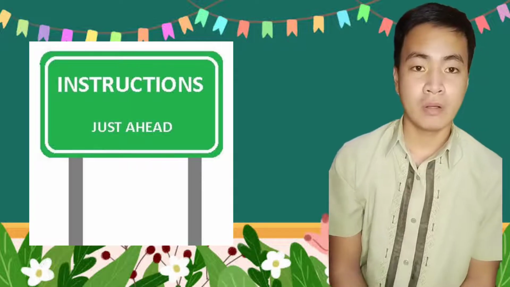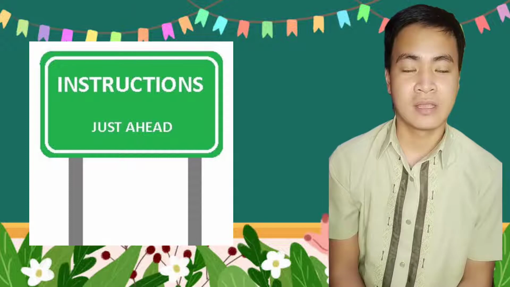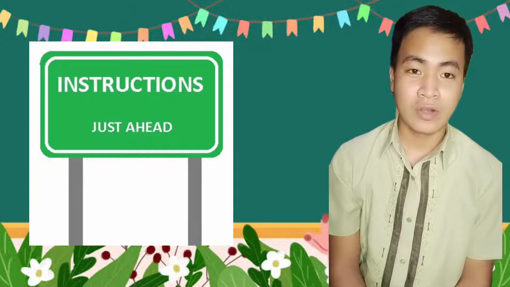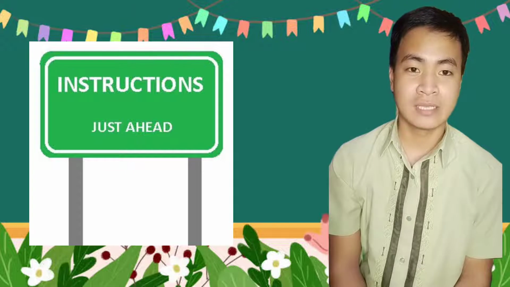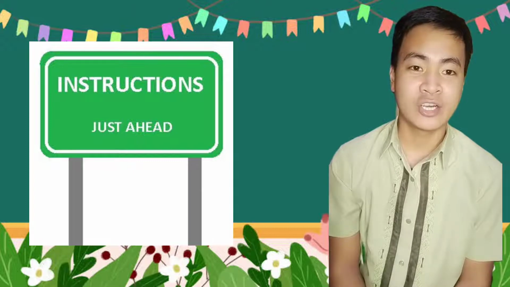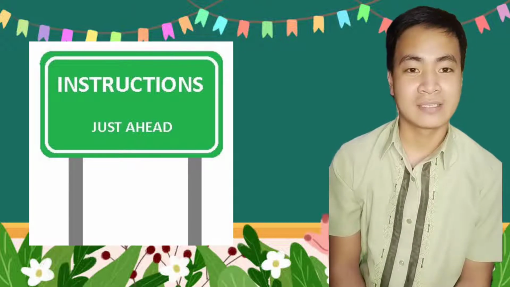Another example of factual text is giving instructions, and you are talking about facts or truth about setting an instruction, just like bring your modules tomorrow, answer page 21 to 22, and write it on your paper. That is a factual text.